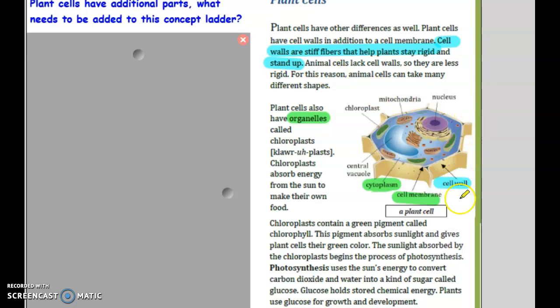So that's one thing that's different, is that a plant cell has a cell wall. The other thing that makes it different is it has an organelle called chloroplasts, which should make them green, I guess. Chloroplasts absorb energy from the sun, and they help to perform photosynthesis to make the food for the plants. So you can see them in here, and they contain that green pigment that we know of as chlorophyll.